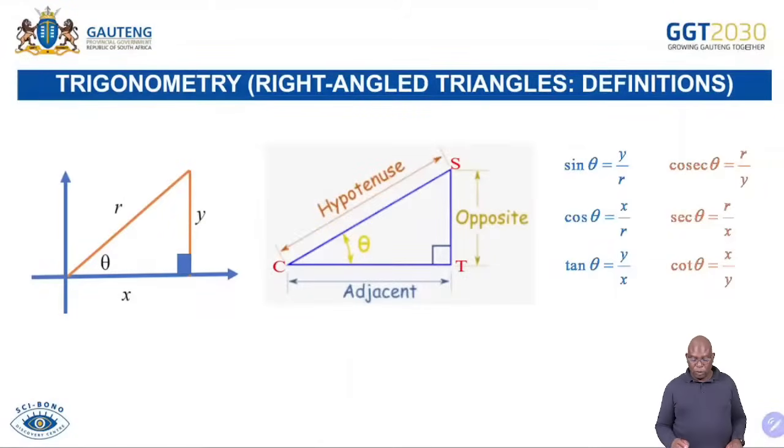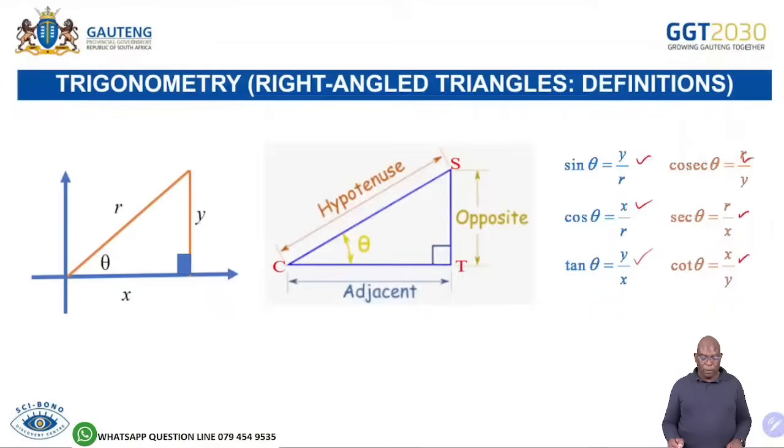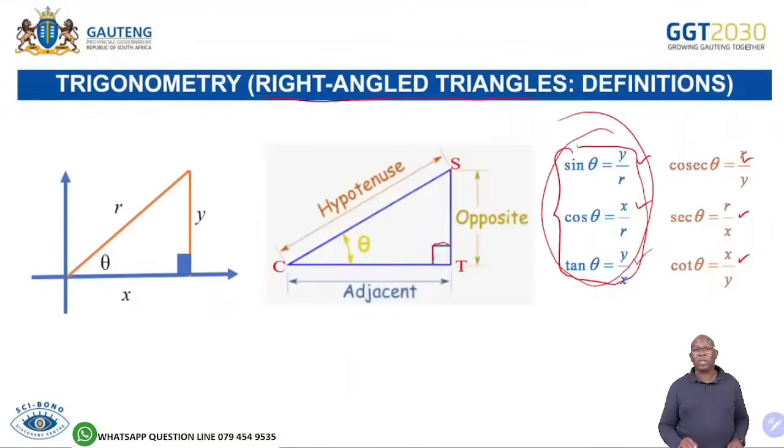These are the ratios that I was talking about, the SOHCAHTOA thing. Please know them. Trigonometry will only work in a triangle. These ratios that we are defining here, we can only define them in a right-angled triangle. So if there's no right-angled triangle, I cannot use these definitions. Then I must use my sine rule, my cosine rule.